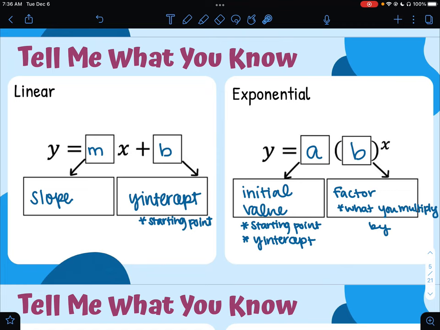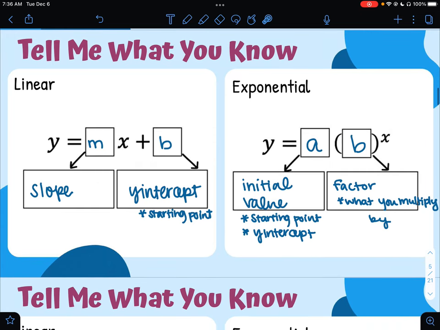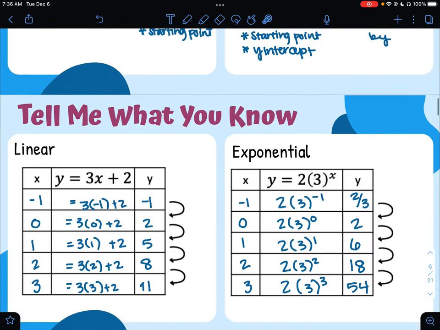In an exponential function, y equals ab to the x power, a is the initial value, and b is the factor. Remember, a can also be referred to as the starting point or y-intercept, and your factor, b, is what you multiply by. It is that pattern of multiplication.